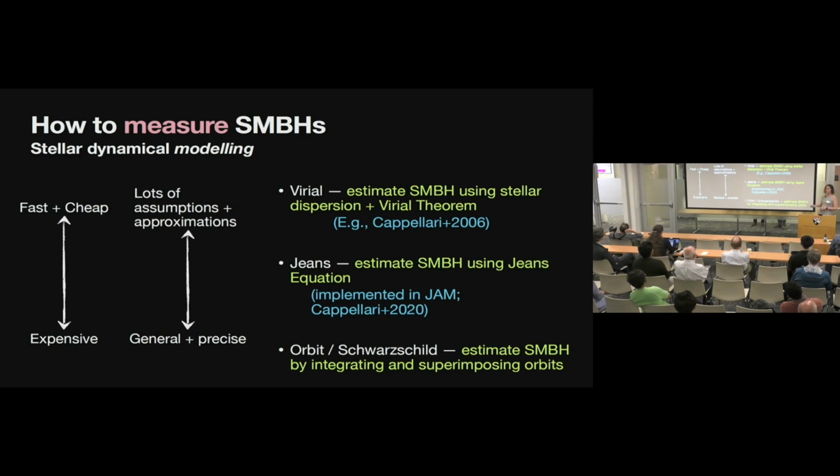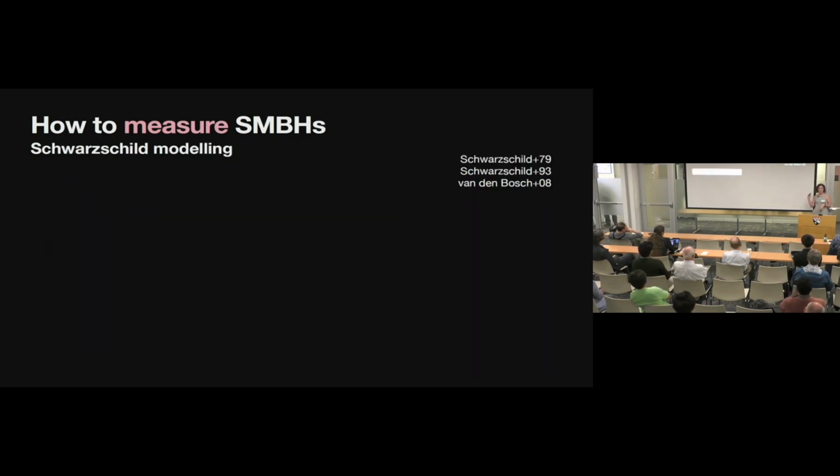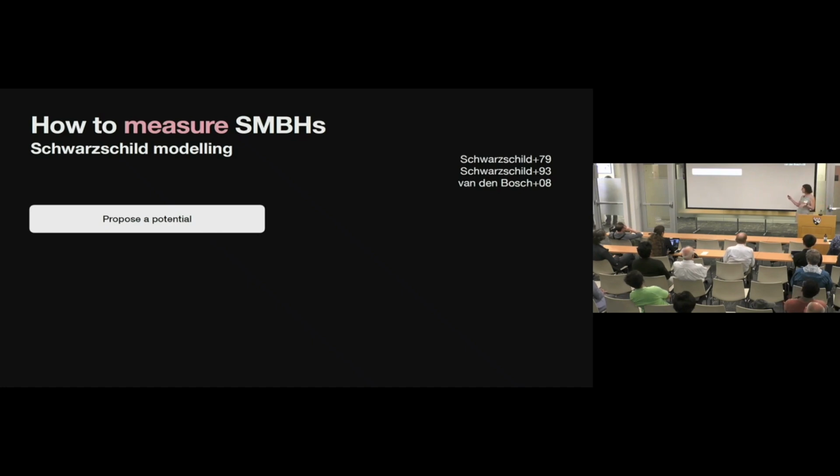You can go a little bit further doing Jeans modeling, but that still has a bunch of assumptions, and it's still not incredibly precise. The most general thing you can do that also is the most precise is to use Schwarzschild modeling or orbit modeling, where you estimate the mass distribution by integrating and superimposing hundreds of thousands of orbits. So I'm going to mention how we do that really quickly. In Schwarzschild modeling, basically the technique is that we first propose some potential that describes our system. That includes stars, it includes a black hole at the center, it includes a dark matter halo at the outer parts.